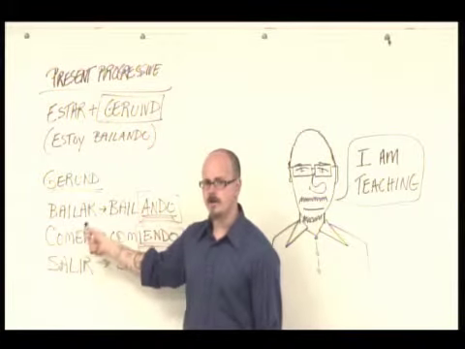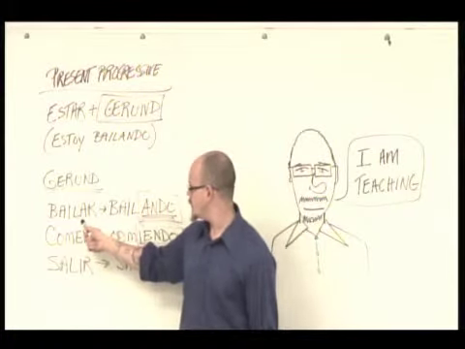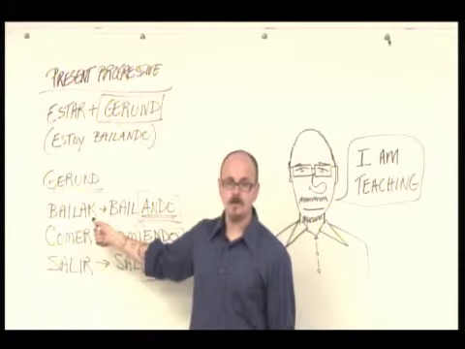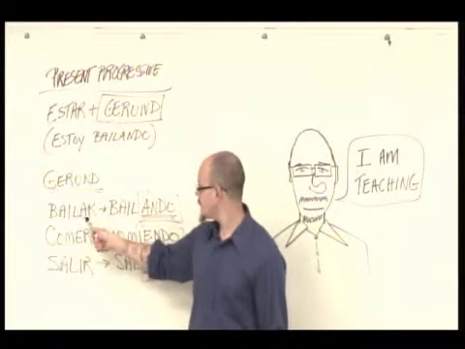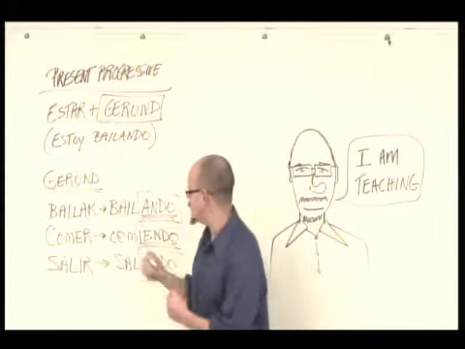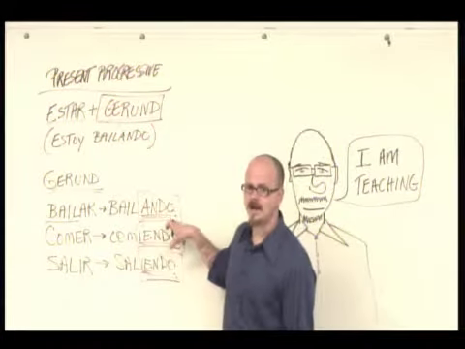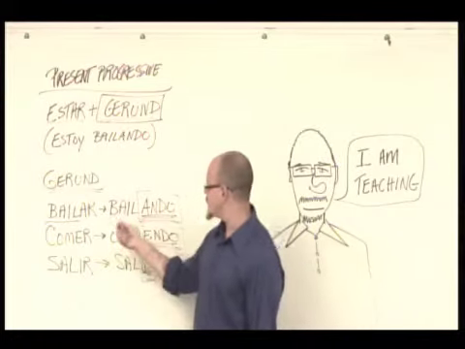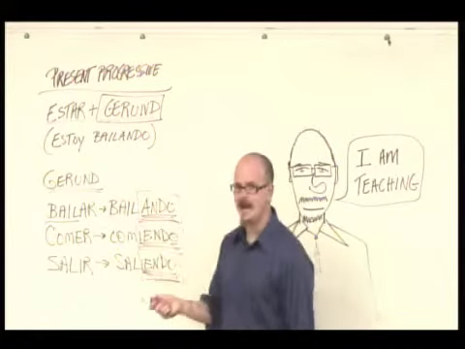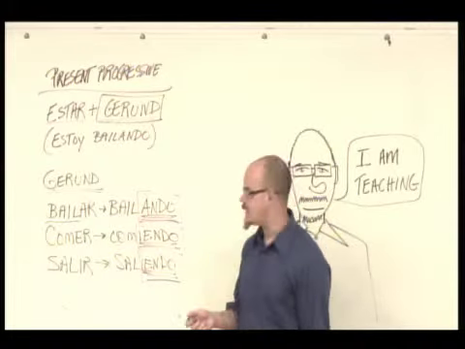With an AR verb, such as bailar, to dance, we're going to take off the AR, as we often do when we're conjugating, leaving us with a root or stem of B-A-I-L, bail. And to that we're going to add the ending ando, leaving us with this word bailando. So bailando would be our gerund for bailar.